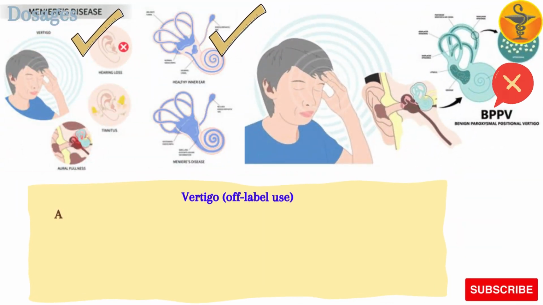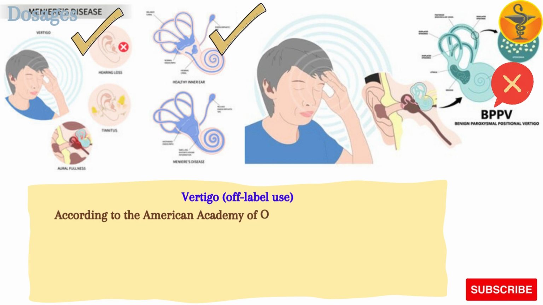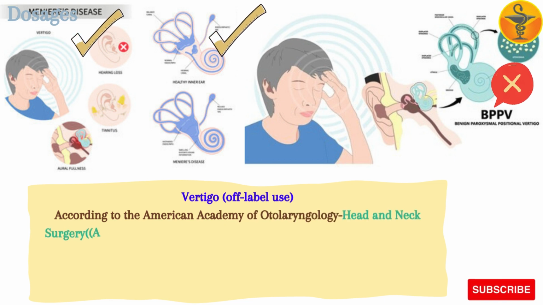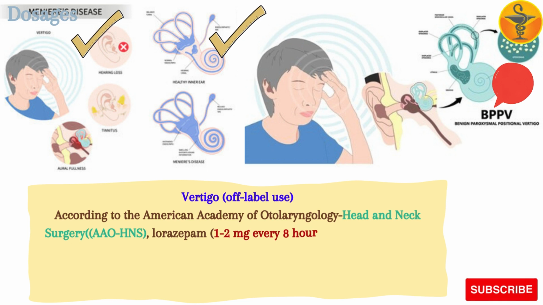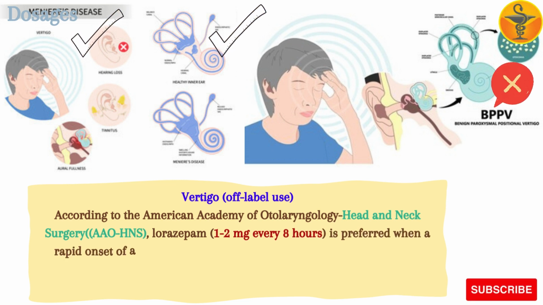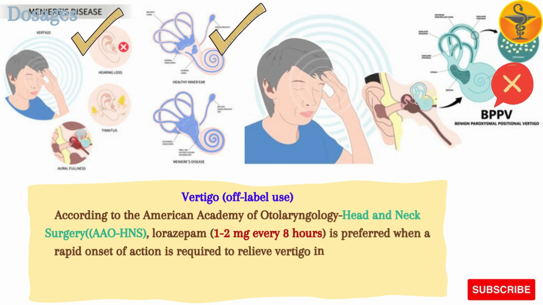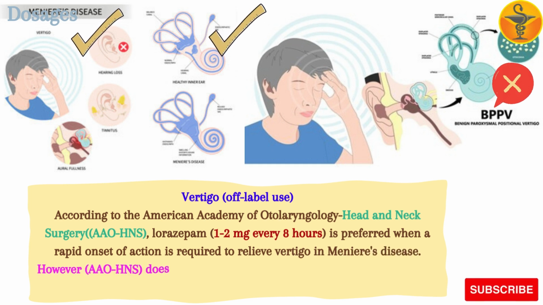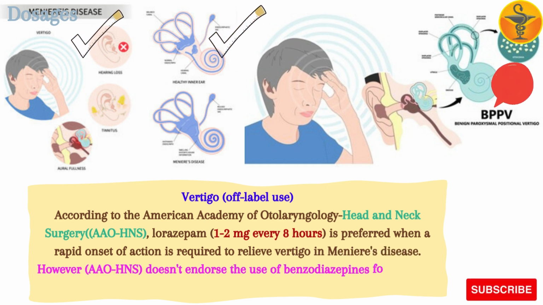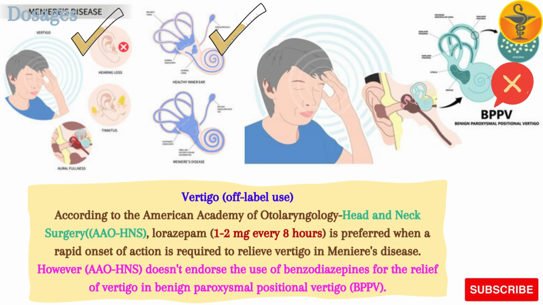Vertigo, off-label use. According to the American Academy of Otolaryngology Head and Neck Surgery, AOHNS, lorazepam, 1–2 mg every 8 hours, is preferred when a rapid onset of action is required to relieve vertigo in Meniere's disease. However, AOHNS doesn't endorse the use of benzodiazepines for the relief of vertigo in benign paroxysmal positional vertigo, BPPV.